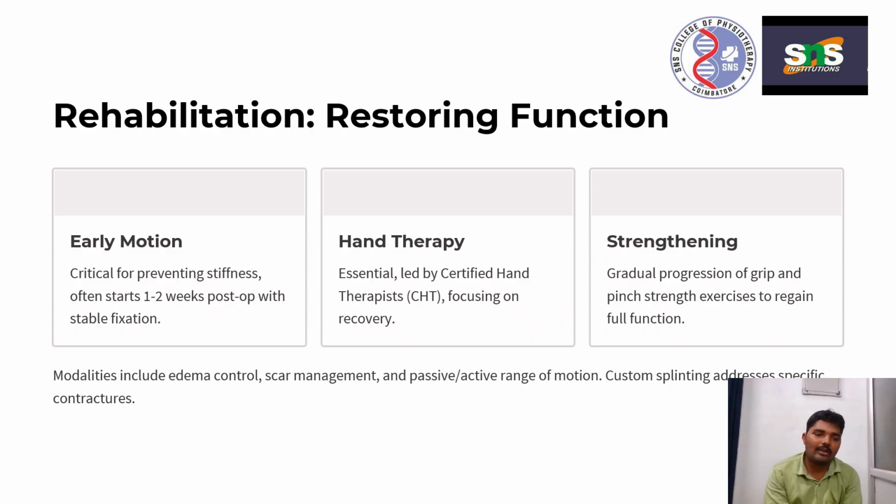Then modalities can include edema control, scar management, passive and active range of motion, custom splinting, and treatment of specific contractures. These are the main focuses of hand fracture rehabilitation.